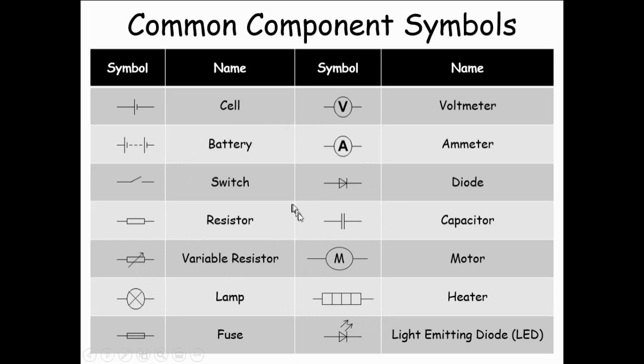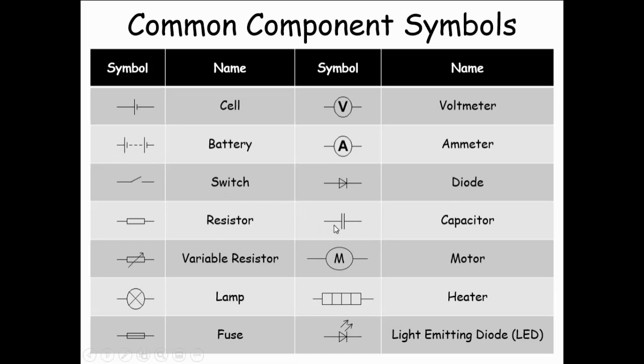Eventually we're going to meet all of these. Of course, ammeters, voltmeters are also going to be met very, very early on, so make sure you know what these are. Now, in a cell or a battery, the long line is the positive side and the short line is the negative side. So both of these have the negative side to the right and the positive side to the left.